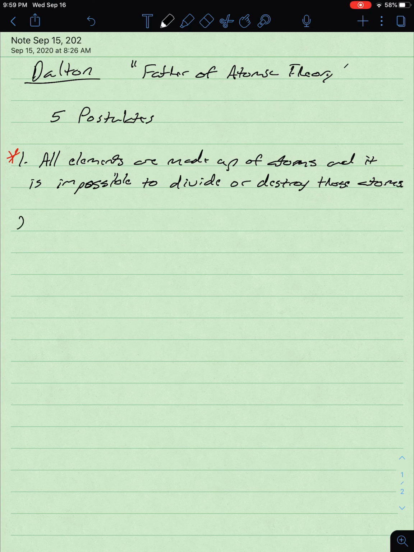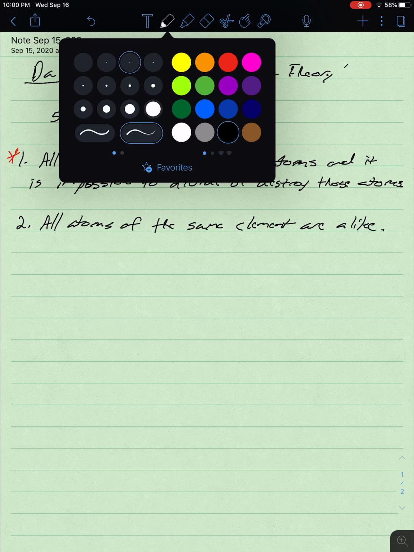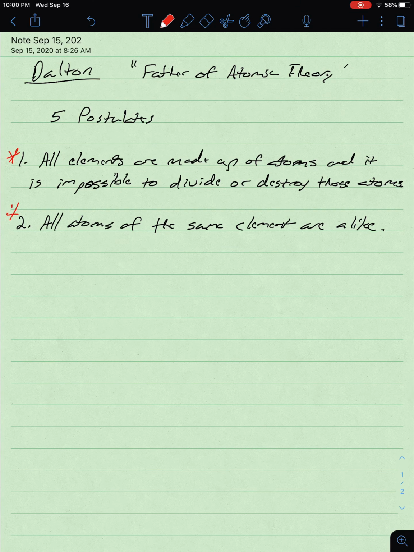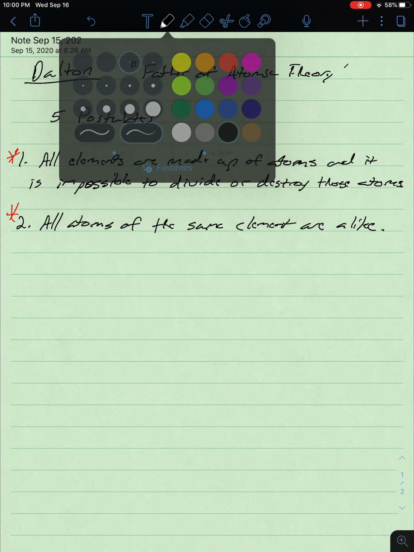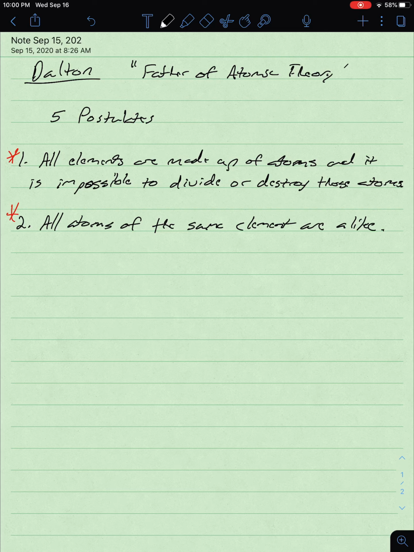So postulate number 2. All atoms of the same element are alike. I'm going to go ahead and put another red star by this one because this one has been disproven as well. Not all atoms of an element are alike.